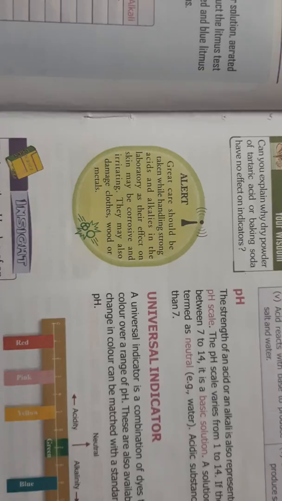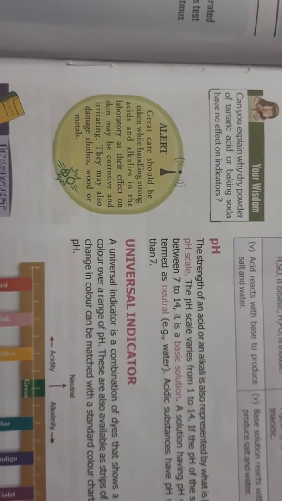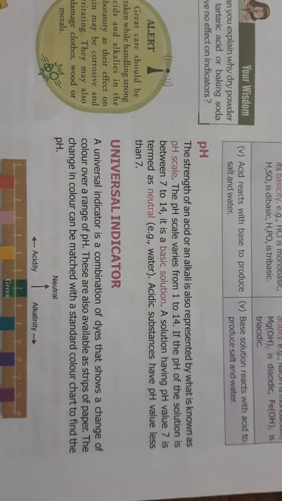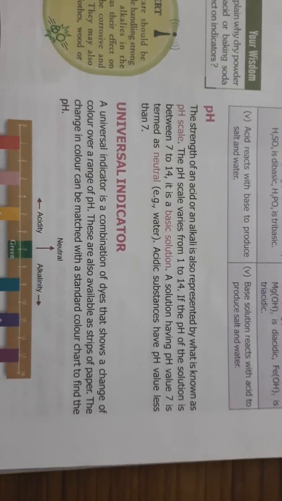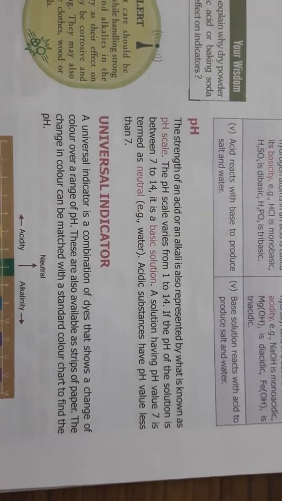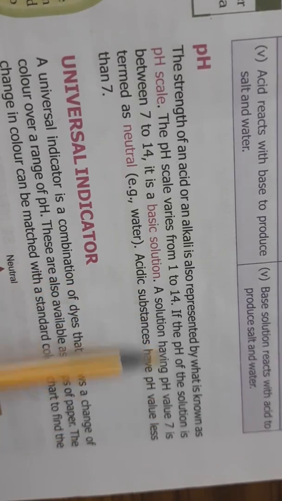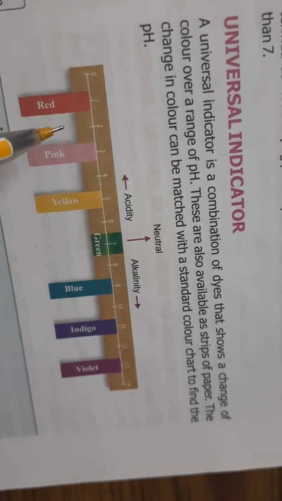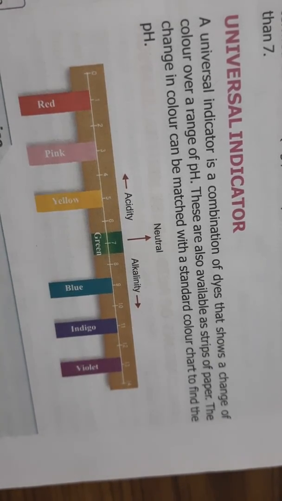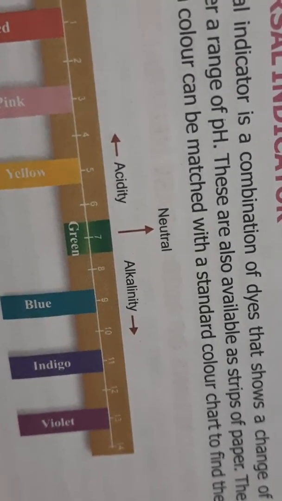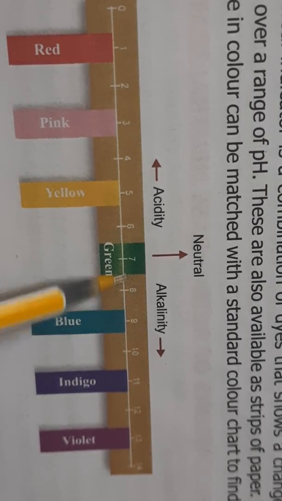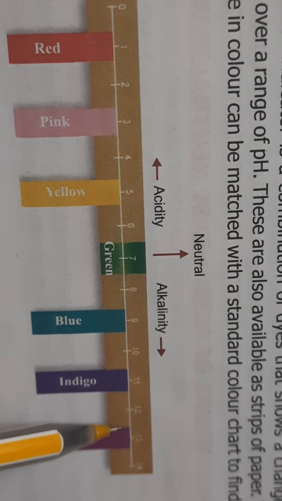Now we will come to the next one, that is the pH scale. The pH scale is the scale which is used to measure the strength of an acid or an alkali. Okay, now the pH scale varies from 1 to 14. If the pH of the solution is between 7 to 14, okay, see, the pH scale is from 1 to 14. I hope you are able to see it clearly. It is there in your book also, children. So if the pH of the solution is 7 to 14, it is a basic solution.